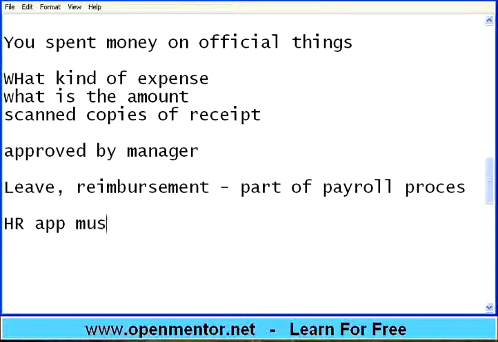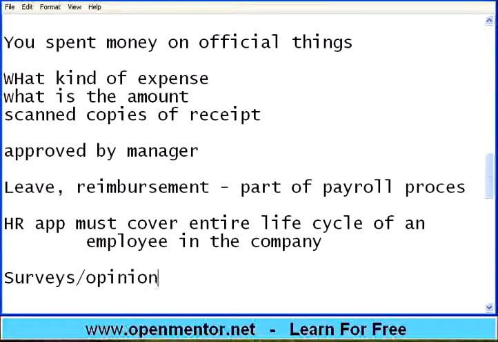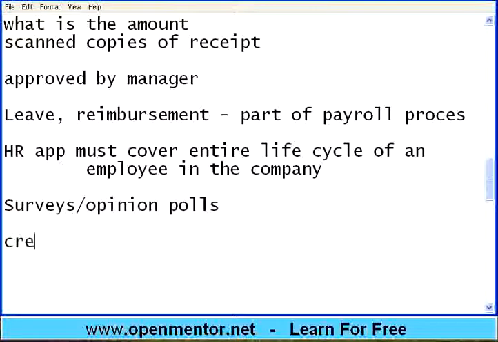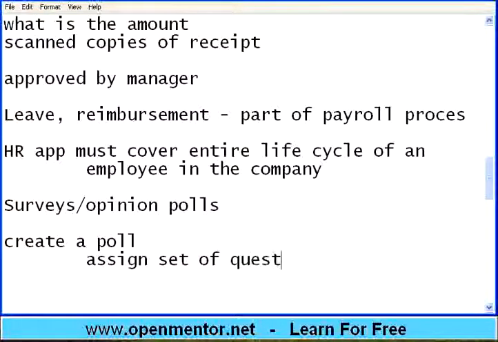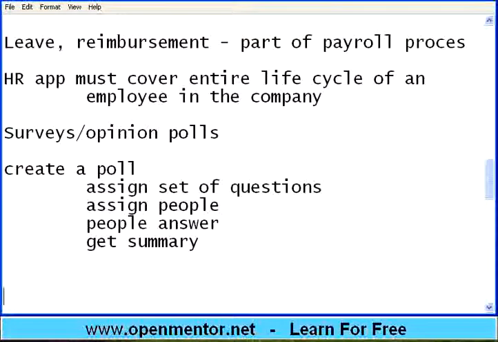So an HR app must cover the entire life cycle of an employee in the company, right from recruitment all the way to exit. And to add more value, HR applications will always have surveys or opinion polls. You can create a poll and then assign a set of questions and options, then assign people who should answer those questions. People answer those questions, then you get a summary. This will give a good insight about the employees' feelings.